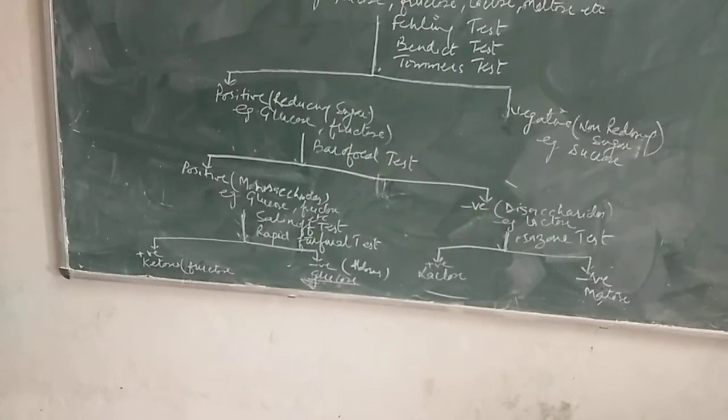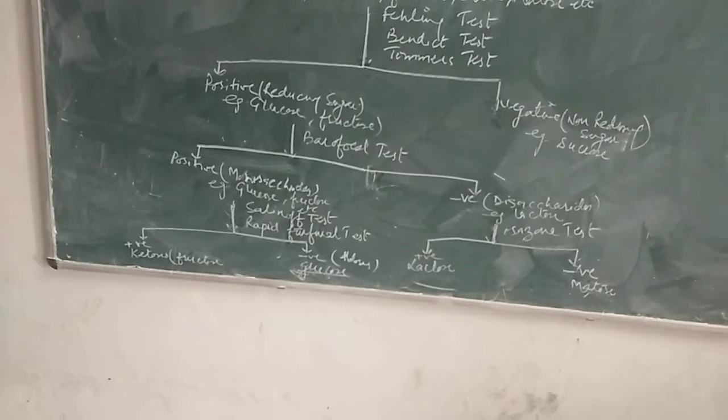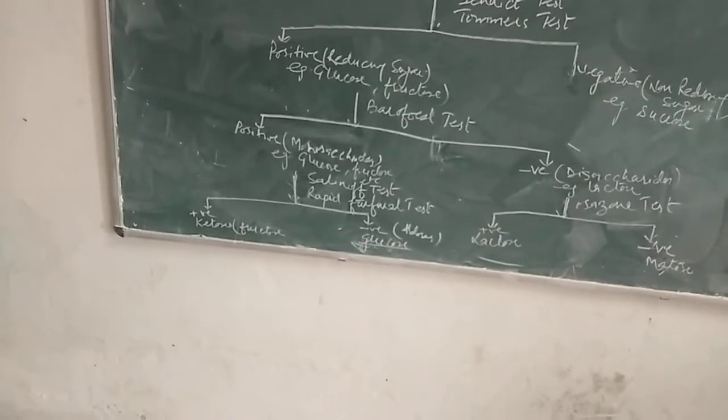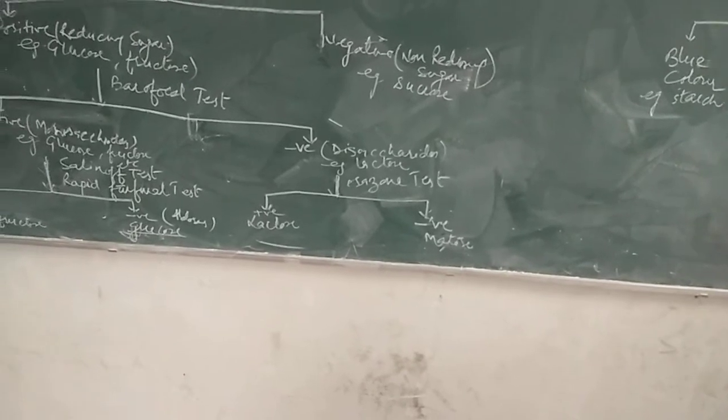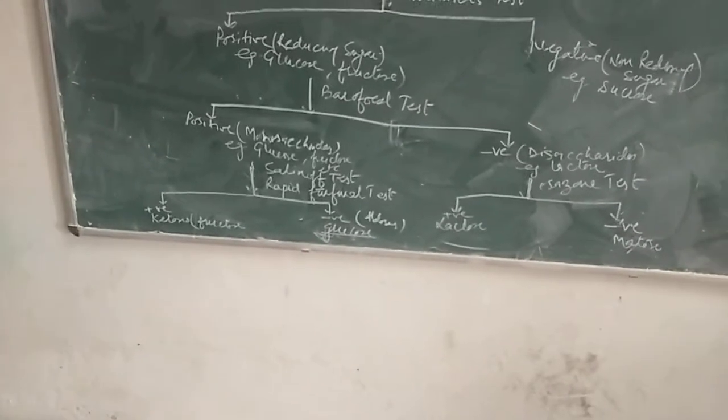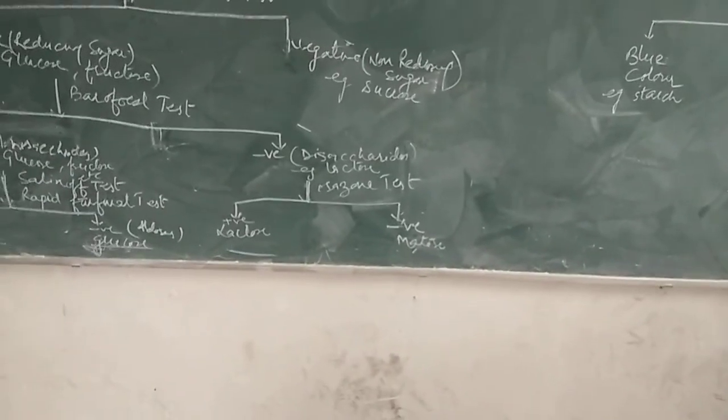Again we do the Barfoed test. If the Barfoed test is positive, then monosaccharide is present. If the Barfoed test is negative, then disaccharide is present. Examples of monosaccharides are glucose, fructose, and an example of a disaccharide is lactose.